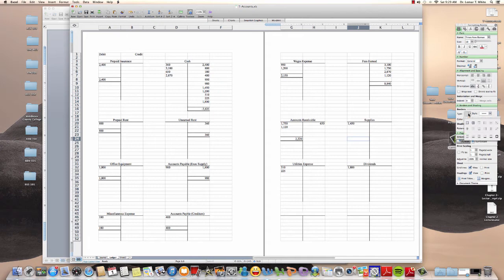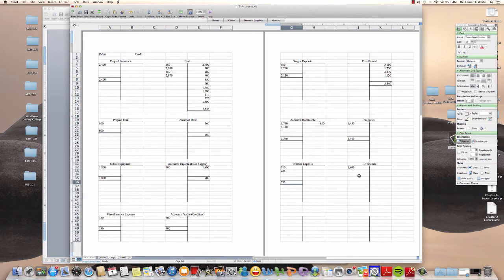Supplies only has one number. Let me align these just so it looks presentable. Utilities, I'm going to add these two numbers, so we get a balance of 535. Put my lines. And last but not least, my dividends. There's only one number in there. Okay, so now all my accounts are balanced.